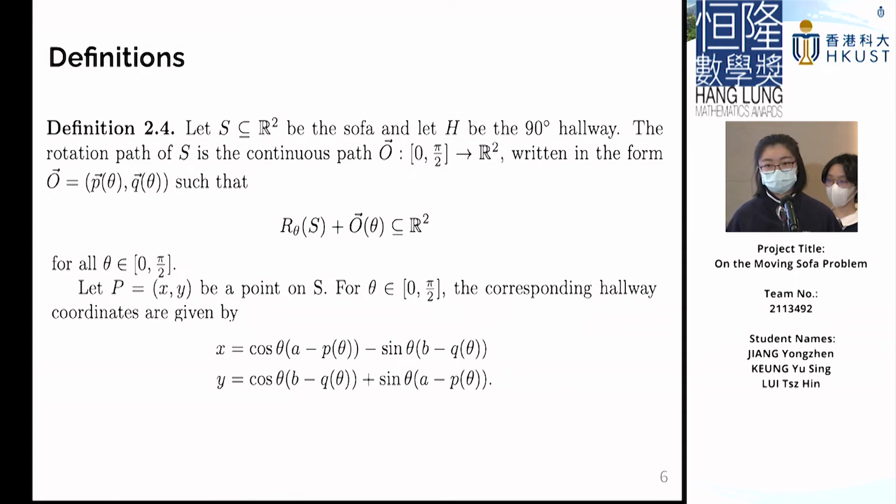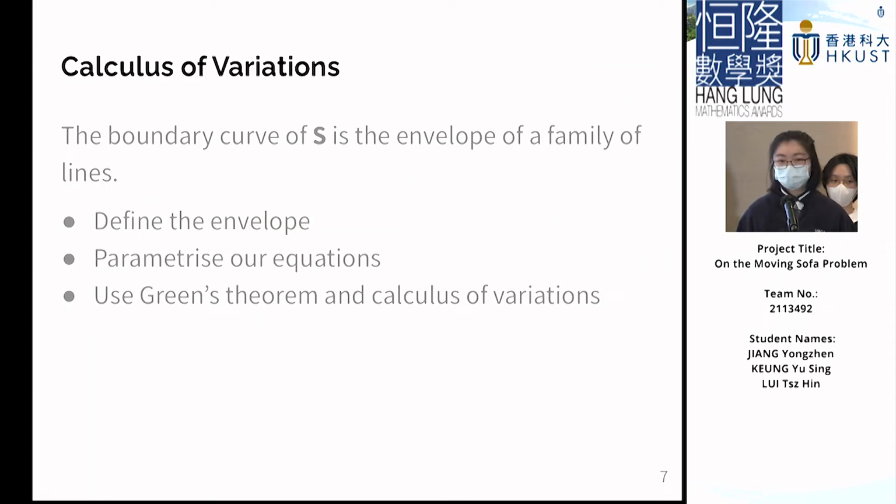If S is the sofa and H is the hallway, then the continuous rotation path is written as vector O, which equals the coordinates of P and Q parametrized by theta for angles 0 to pi over 2. If P is a point x, y on S, then they are given by these two equations, which are very important. So the boundary curve of the sofa is an envelope of a family of lines because the hallway, as it moves on the curve, is tangent to every single point.